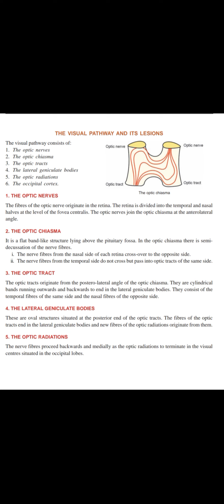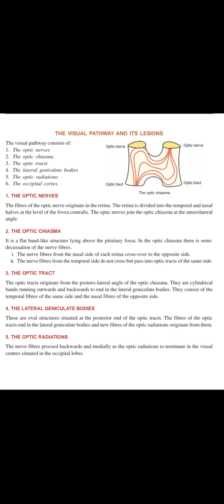The visual pathway and its lesion. The visual pathway consists of number 1, the optic nerves, number 2, the optic chiasma, number 3, the optic tracts, number 4, the lateral geniculate bodies, number 5, the optic radiations, number 6, the occipital cortex.